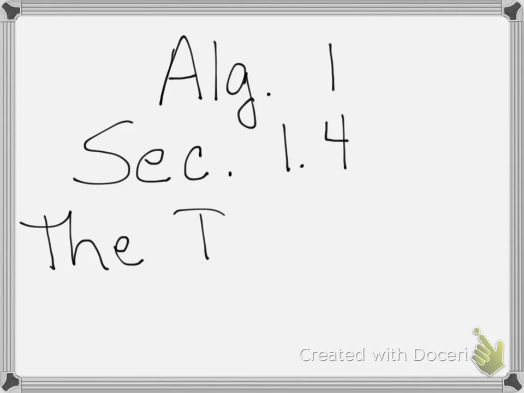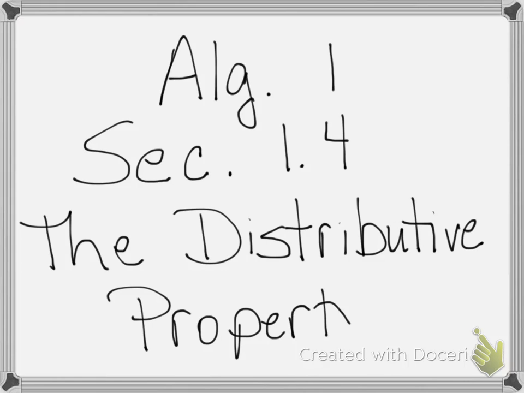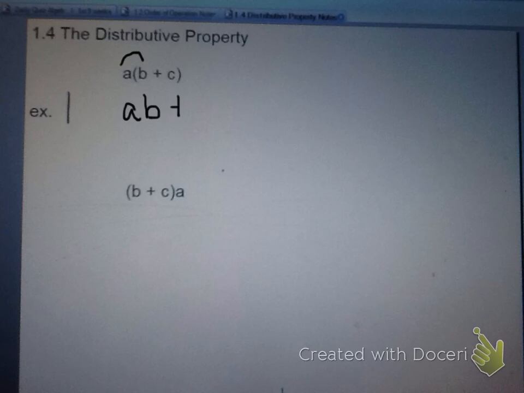Section 1.4, the distributive property. The distributive property: first we're going to multiply A times each thing in the parentheses. So you distribute the A, and you multiply A times B. That sign is a plus sign, so it's plus A times C.